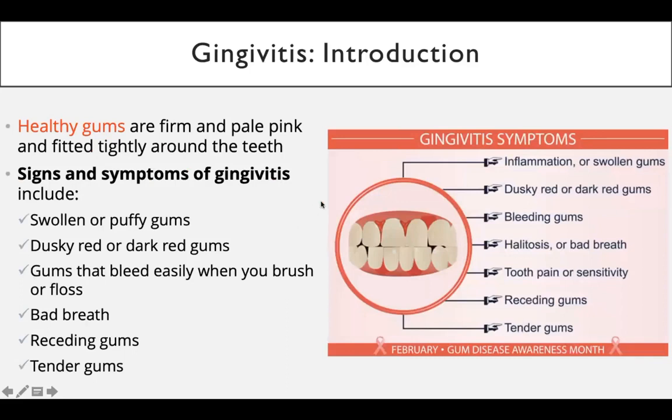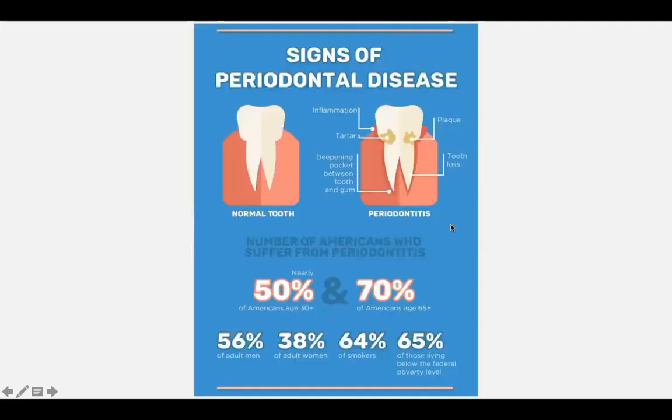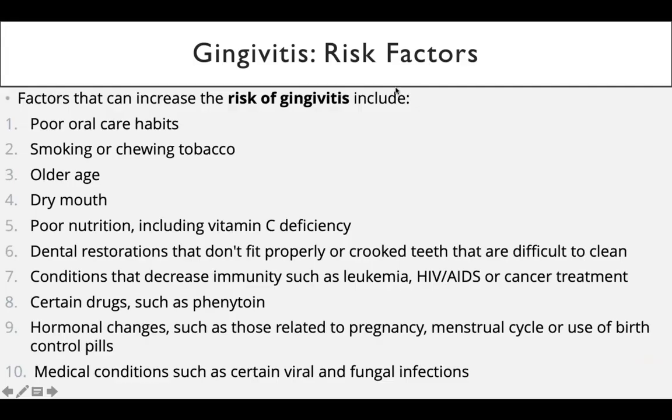Then we say gingivitis has many features. Normally, the gingiva or gums look pink, but when there is gingivitis, we have inflammation, swollen gums, dusky red or dark red gums, bleeding gums, halitosis, tooth pain, receding gums, and tender gums. And then we said, what were the risk factors? The risk factors were poor oral care habits, of course, smoking, old age, dry mouth, poor nutrition, deficiency of vitamin C, and conditions that decrease immunity like leukemia, cancer, HIV, certain drugs like phenytoin, hormone changes, and medical conditions such as viral and fungal infections.